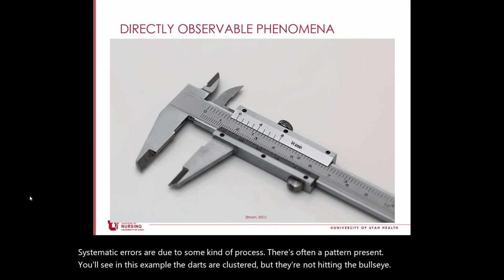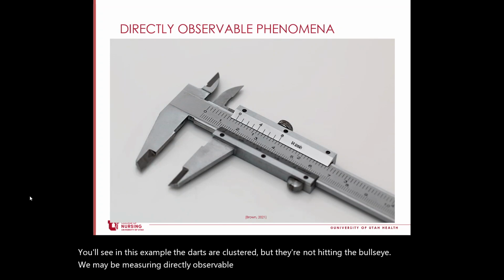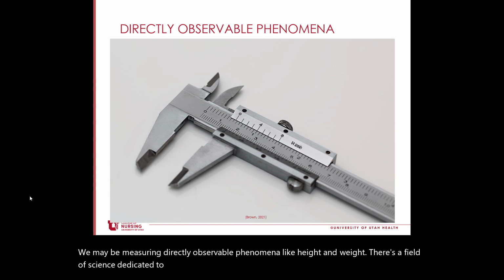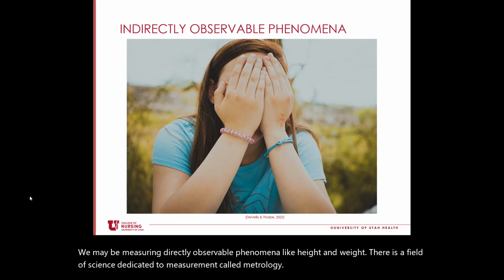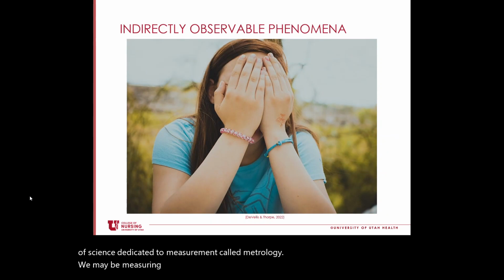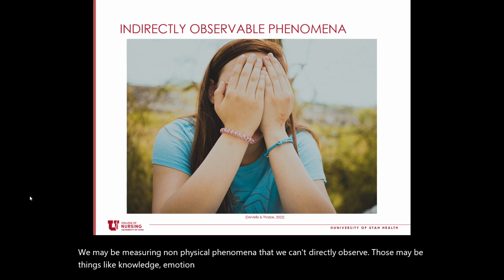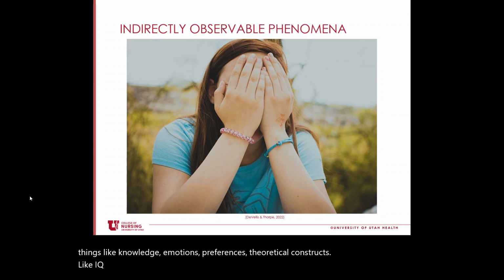We may be measuring directly observable phenomena like height and weight. There's a field of science dedicated to measurement called metrology. We may be measuring non-physical phenomena that we can't directly observe. Those may be things like knowledge, emotions, preferences, theoretical constructs like IQ or anxiety or depression, and many other things.